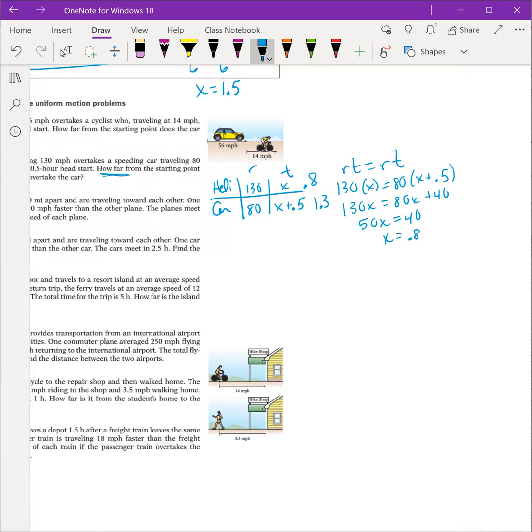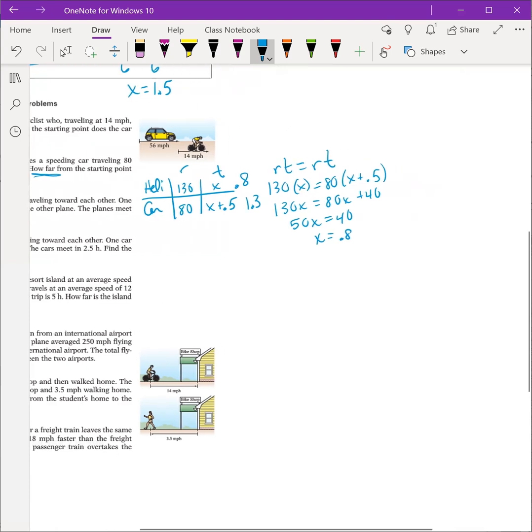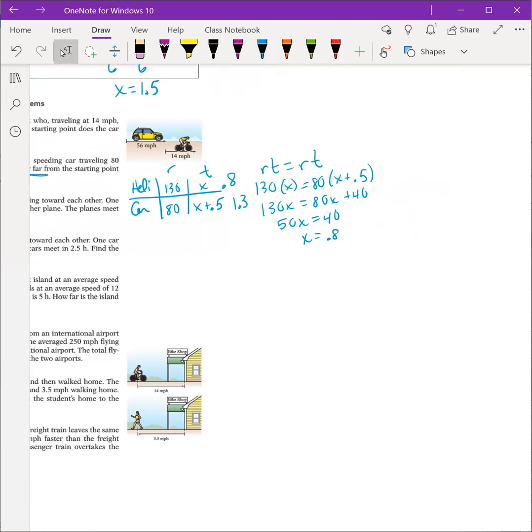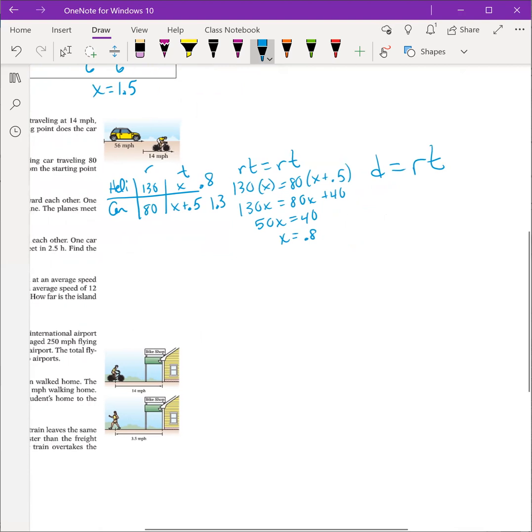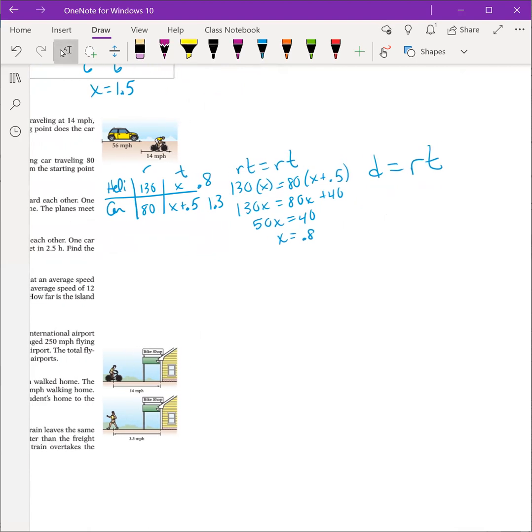So what would we do to find out how far? How far is asking us what the distance is. So we go to a distance formula, D equals RT. You can either do the helicopter or the car. We should get the same answer regardless. So the helicopter was going 130 miles an hour for 0.8 hours. Or we could do the car. The car is going 80 miles per hour for 1.3 hours. So let's do the math. 130 times 0.8 is 104 miles. So the answer to this question is 104 miles.